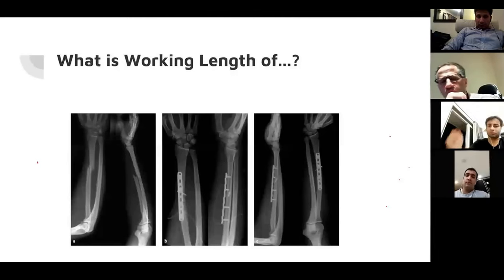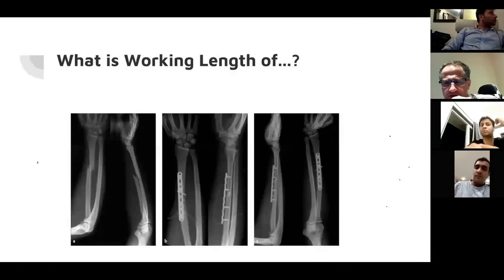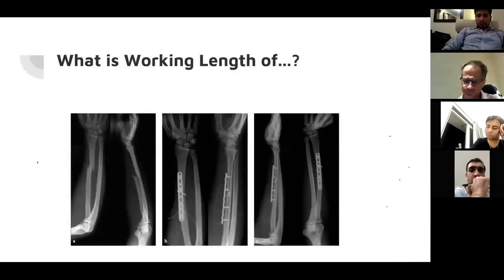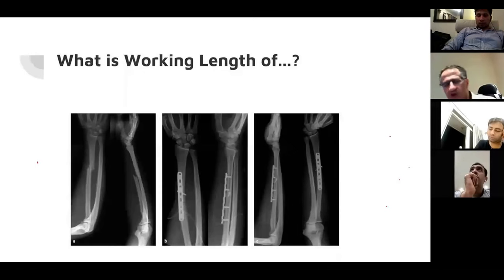So why do we use a 1/3 tubular as a neutralization plate there compared to using a big LCP DCP plate here? Majority of the load passes through the radius, whereas in the ankle, majority of the load passes through the tibia. Good, excellent, and that's brilliant. Whereas the fibula.